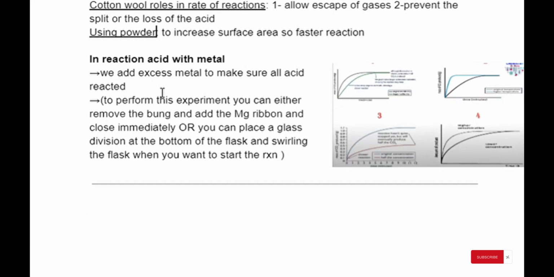Okay, moving on. In a reaction of acid with metal, we add excess metal. Why is that? To make sure that all the acid has reacted. To perform this experiment, we can either remove the plug, add the Mg ribbon and start the timer, or you can place a glass division at the bottom of the flask, and whenever you feel like starting, you just swirl the flask, and the solution and the magnesium ribbon would come together whenever you start the timer.